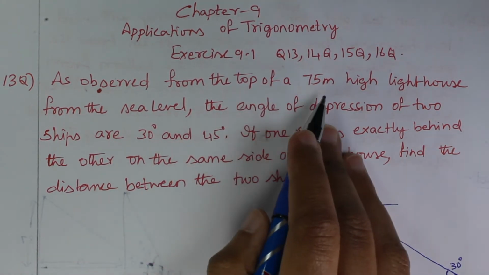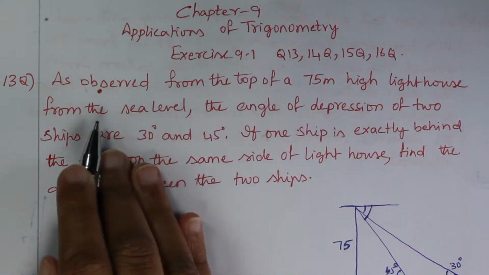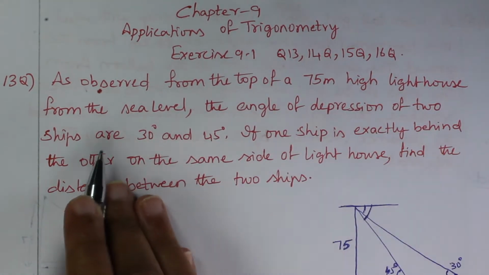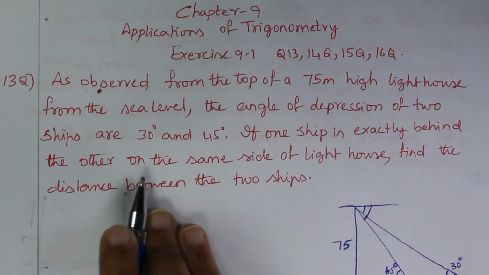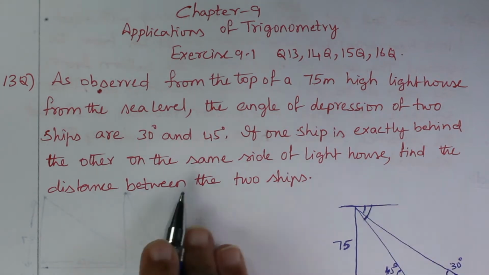As observed from the top of a 75 meters height lighthouse from the sea level, the angle of depression of two ships are 30 degrees and 45 degrees. If one ship is exactly behind the other on the same side of the lighthouse, find the distance between the two ships.